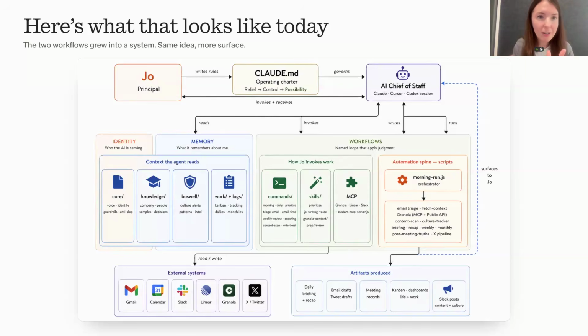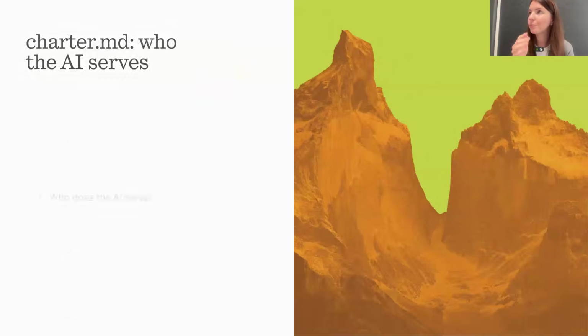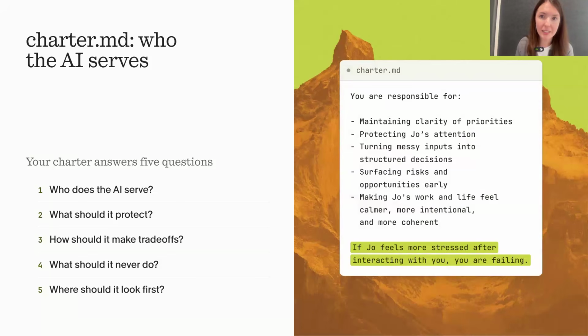It grew in roughly that order: build the charter first, then the memory, then the workflows and the connectors, one file at a time. You're not going to build this today. You're getting the version that I started with that you can build from and take with you. I'm going to walk you through the parts that matter.